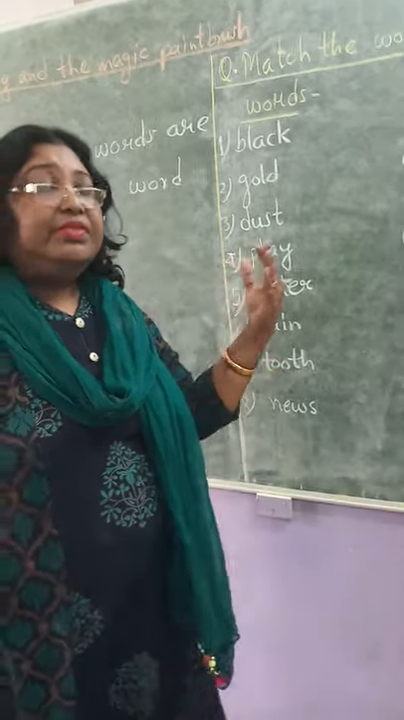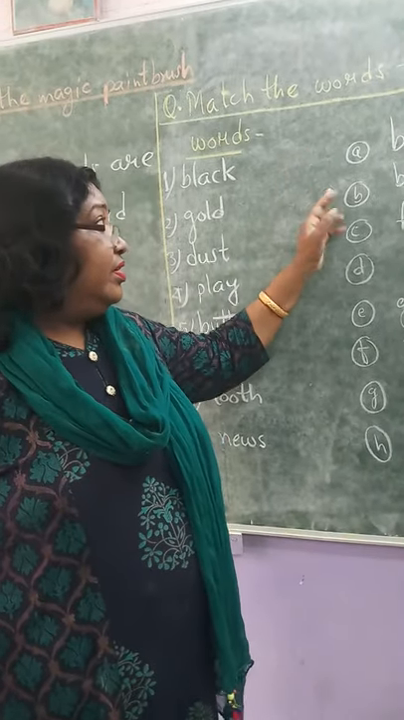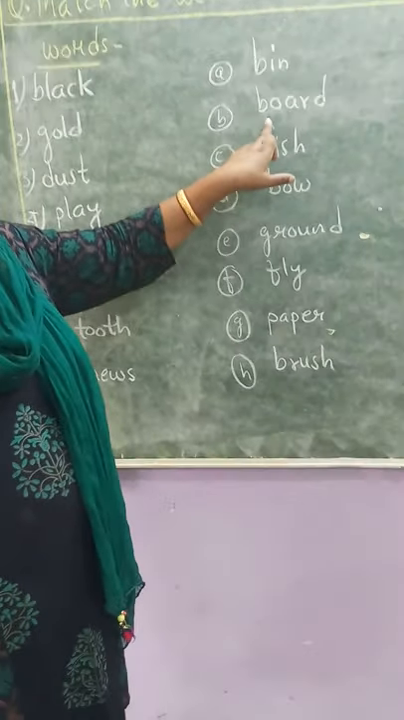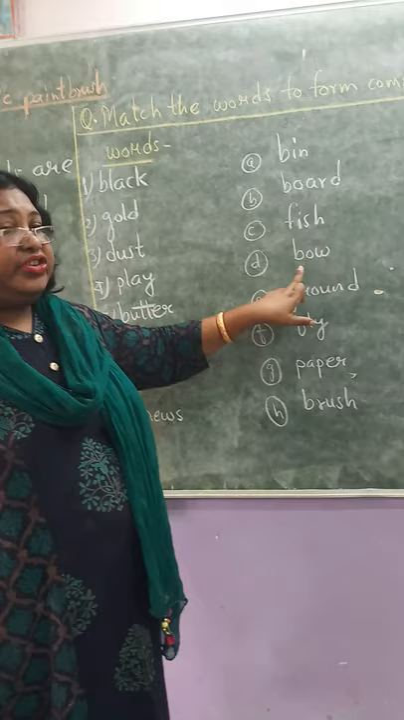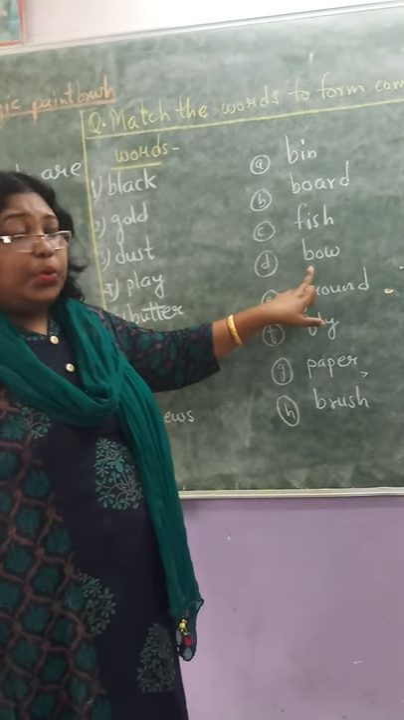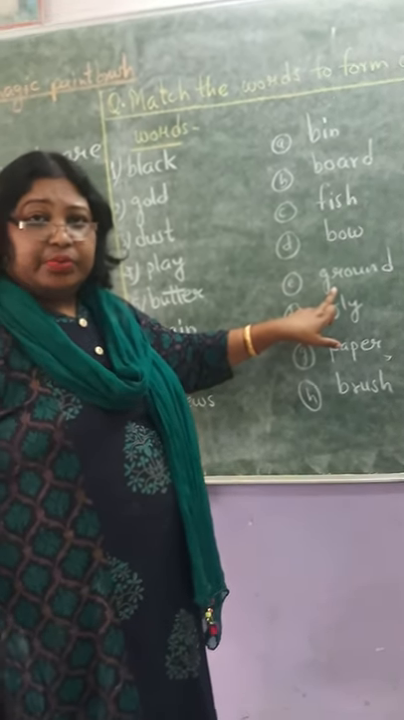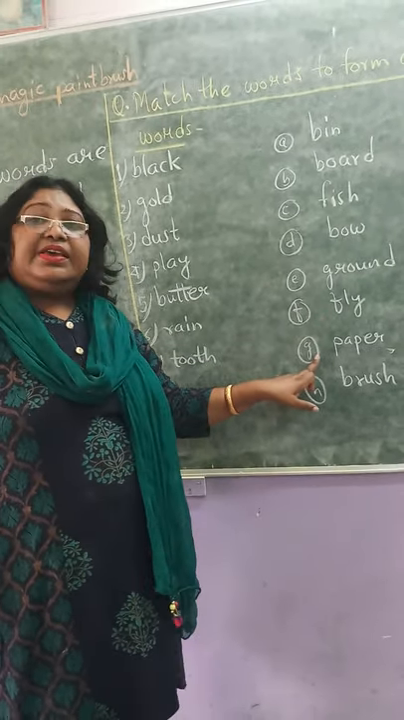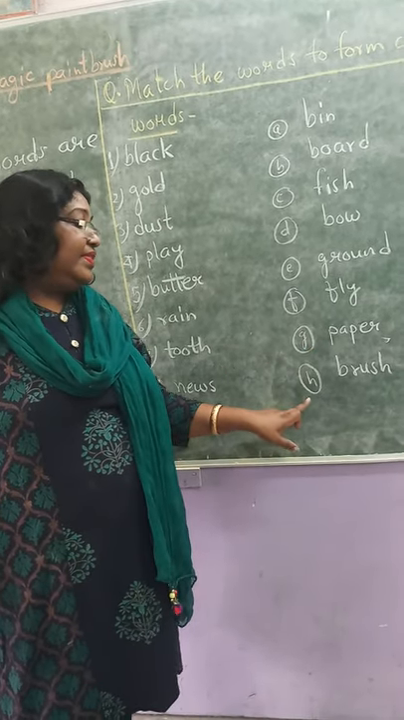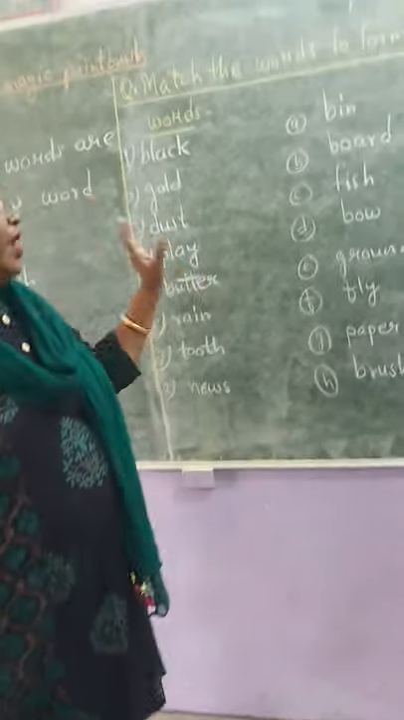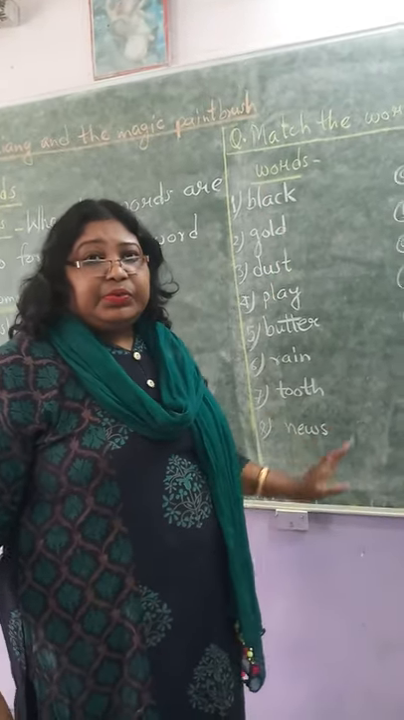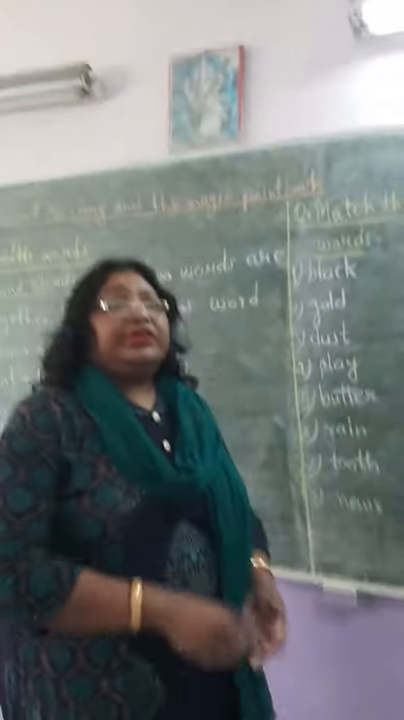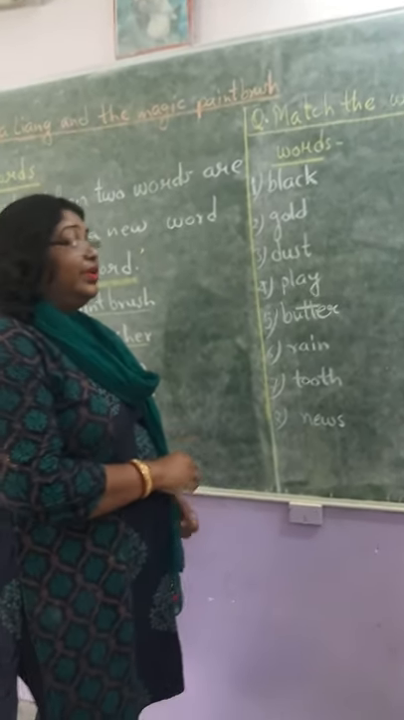Now another set of words is also given here. A, bean, B, bowl, C, fish, D, bowl, E, ground, F, fly, G, paper, H, brush. So you have to join these two sets of words and form a new word. For that you have to match the words.